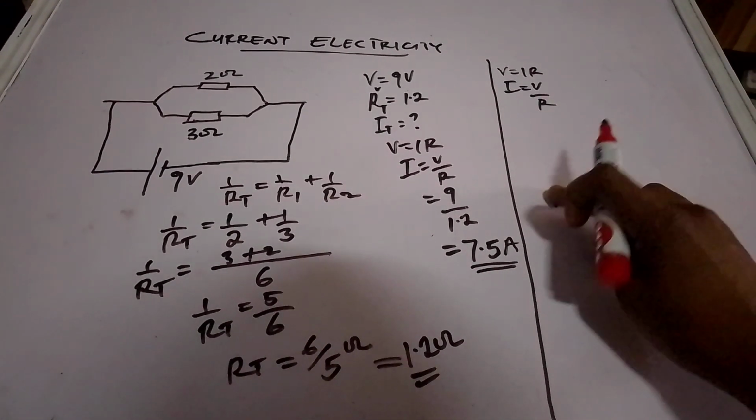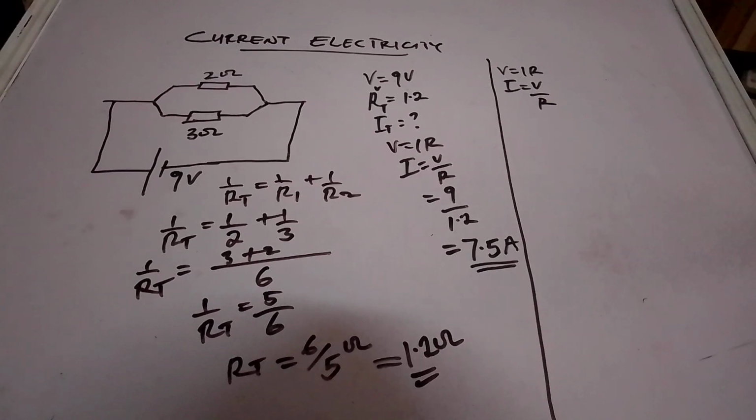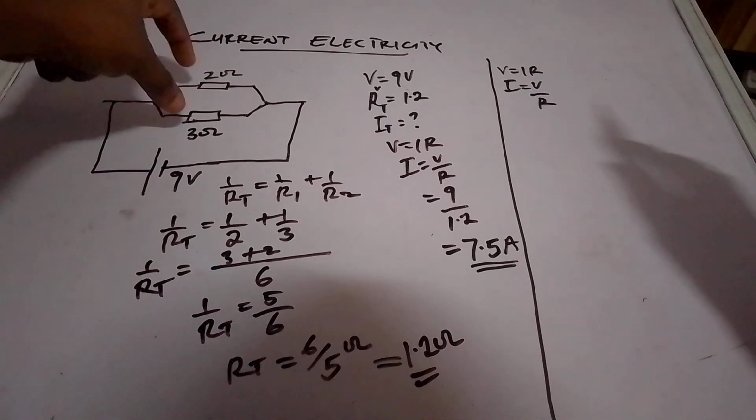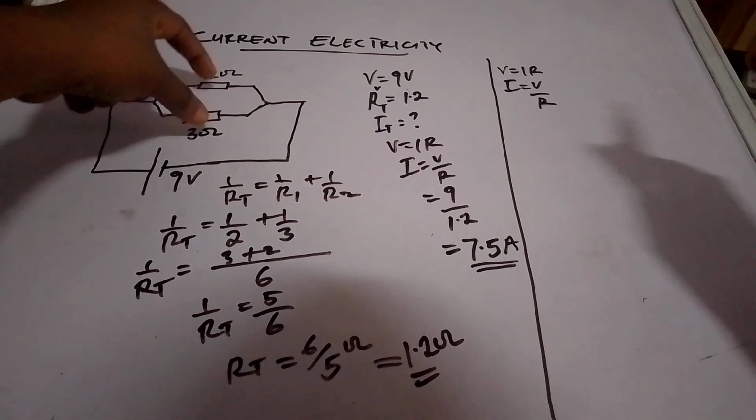So the concept is very important in using formulas in physics. If you don't understand the concept and you just speak formula, you'll be confused. So get it clearly. When it is arranged in parallel, they have the same voltage but different current.